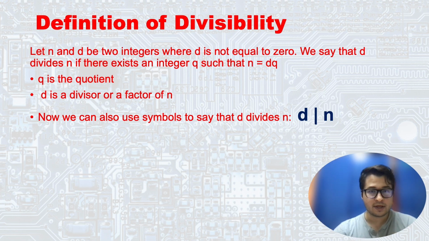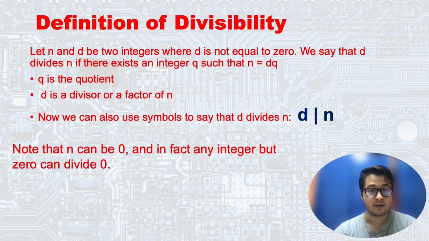Now, one implication is that n can even be 0. And if n is 0, any integer but 0 can divide it. So d could be any number but 0. Now, if n is equal to 0, guess what is the value of q? 0.